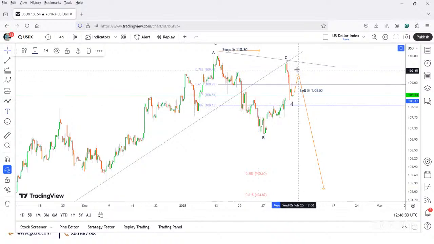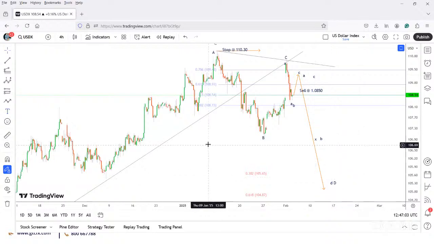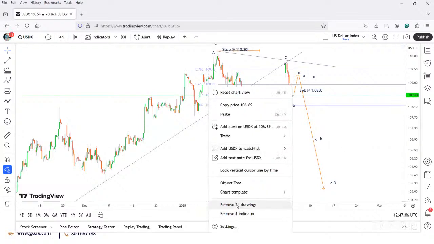Small a, small b, small c, and then somewhere over here small d, and then again small a, small b, small c, and small d. So numerous small ABCDs will form, that will give us capital D. Is that clear, sir? I hope it is clear. If you do have any questions, kindly let me know.